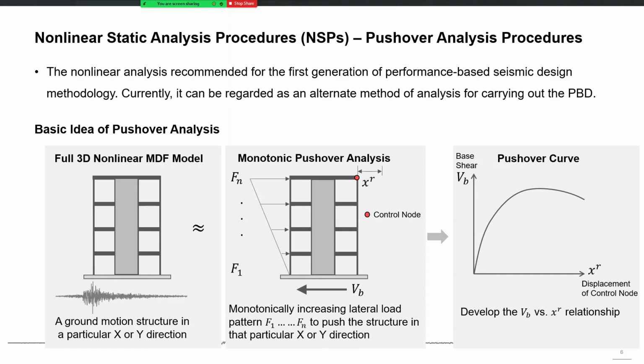So as I said earlier, this method was once recommended for the PBD in the first generation guidelines. Nowadays it can be regarded as an alternate method in cases where you may not be able to perform detailed nonlinear time history analysis. Now the basic idea is that you have a nonlinear multiple degree of freedom system, a detailed computer model which can capture all aspects of nonlinearity. So it has all the material nonlinearity as well as geometric nonlinearity.